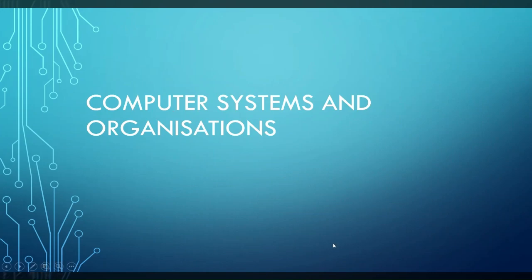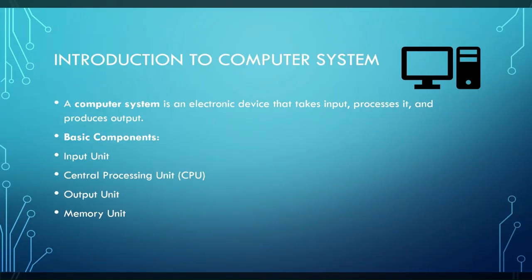Hello everyone. We will be starting with the computer system and organization. This is the first chapter of class 11th computer science, and in unit 1 it comes of 10 marks. So we will do the first chapter over here. So let's start.